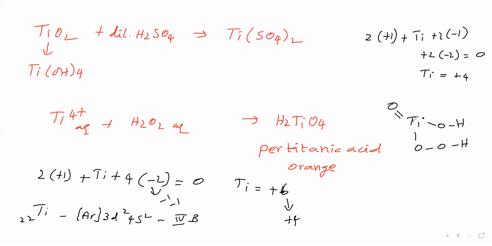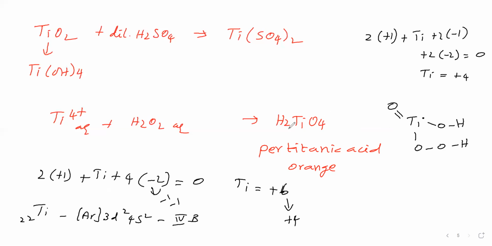Titanium group number is 4B, therefore its valence shell contains 4 electrons, so it can make 4 bonds. Now 4 bonds are there. It is called pertitanic acid. It is having orange color. So orange color is there for this pertitanic acid, we can see.